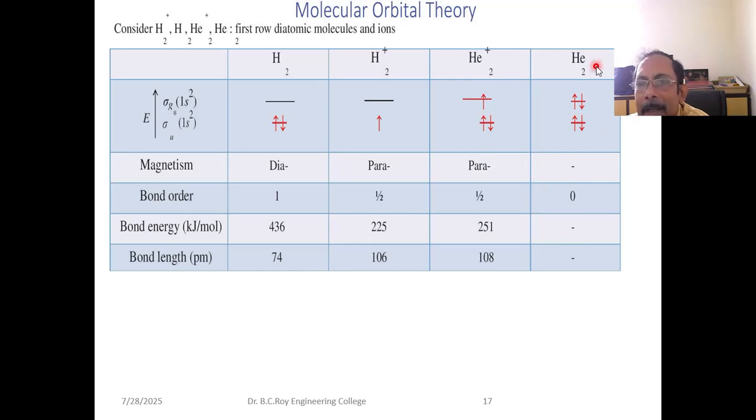He2 would be diamagnetic, but it is not actually formed. He2 cannot form because the number of bonding electrons and the number of anti-bonding electrons are equal, so the bond order is 0, and that's why the molecule does not exist.